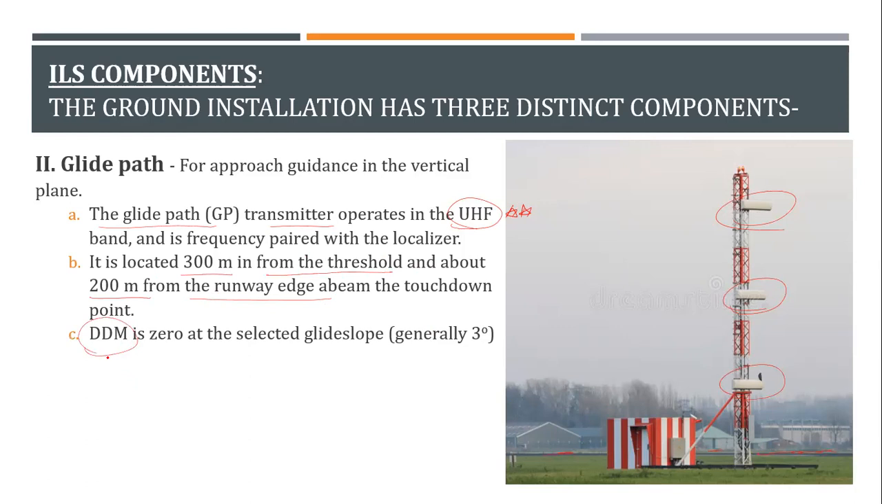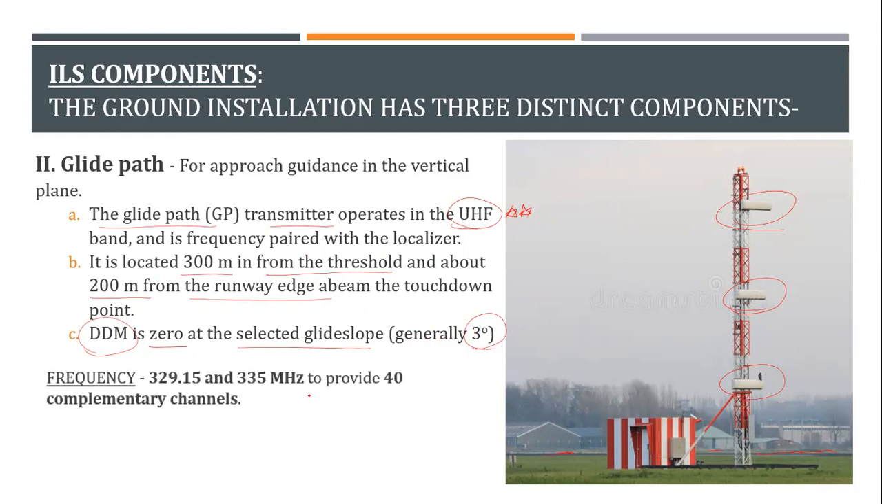The DDM, the difference in the depth of modulation, is again 0 at the selected glide slope, which is generally 3 degrees. You must have heard 3-degree glide slope, 3-degree glide slope. This is the reason. The frequency is 329.15 to 335 megahertz. Only 40 channels are covered in this.